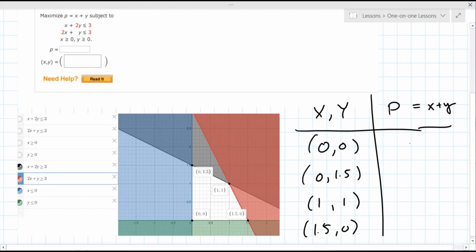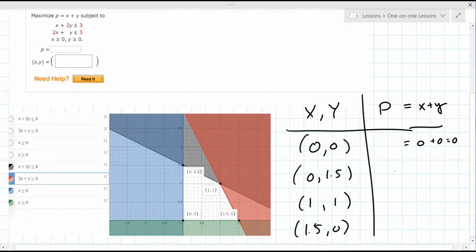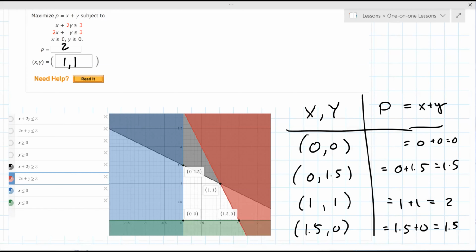You're just going to add the numbers. So 0 plus 0 is 0. This is 0 plus 1.5, so that's 1.5. This one is 1 plus 1, which is 2. And this is 1.5 plus 0, which is 1.5. So it's a maximum of 2 at 1 comma 1. And that's it for this one.